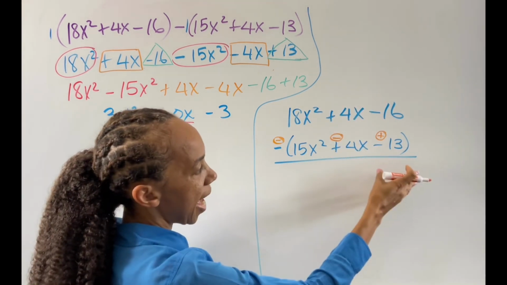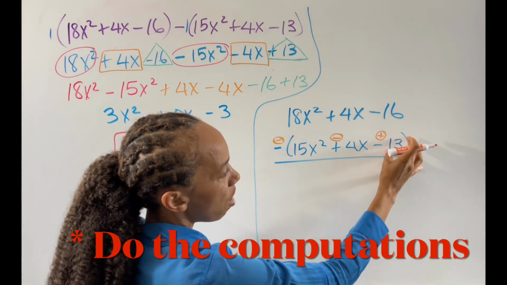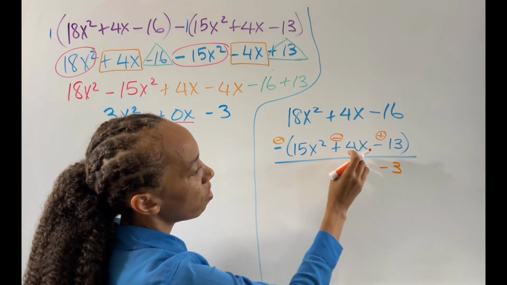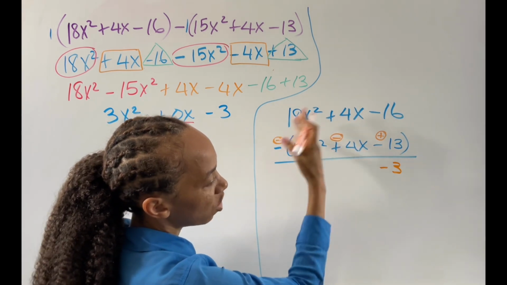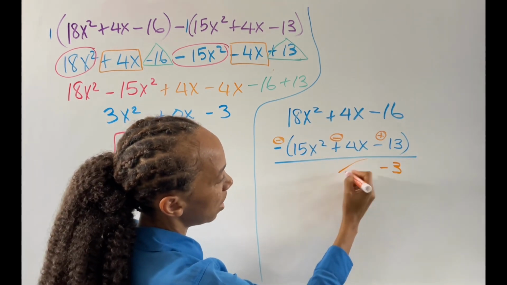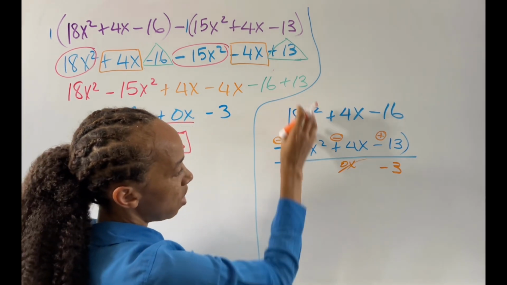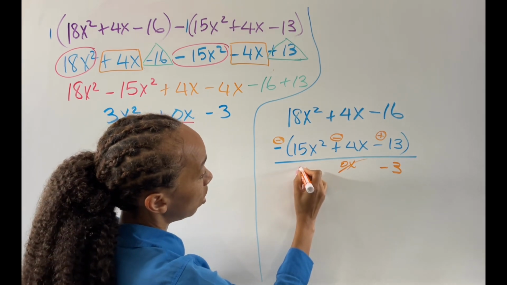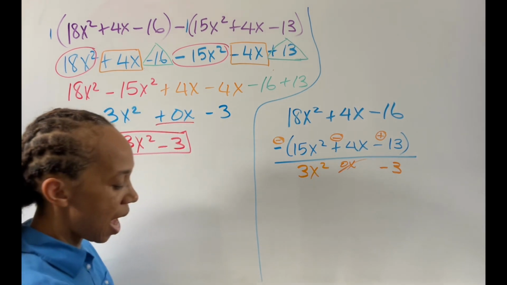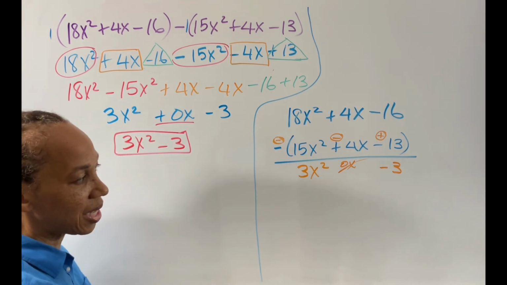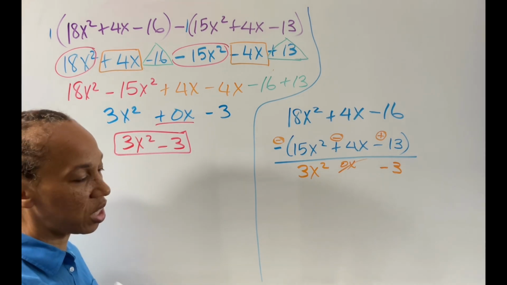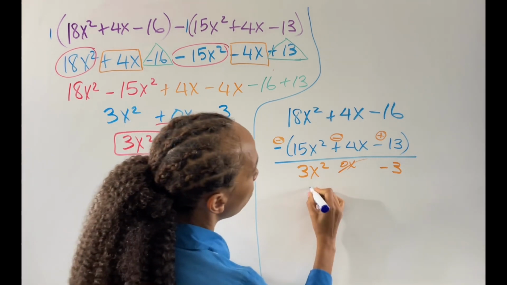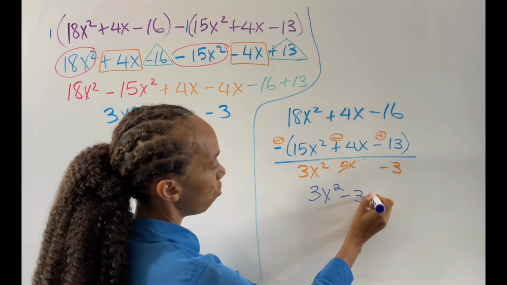Now you can go ahead and do this. So now you have negative 16 plus 13 is going to be negative 3. Here you have 4x minus 4x is going to be nothing. So you can put nothing there, 0x. Alright, and then you have 18x squared minus 15x squared, and that is going to give you 3x squared. Now, you're not going to leave your answer like that, because you don't want the 0x there, because 0x is literally nothing. So all you have to do next after this is simply write it as 3x squared minus 3 as your answer.